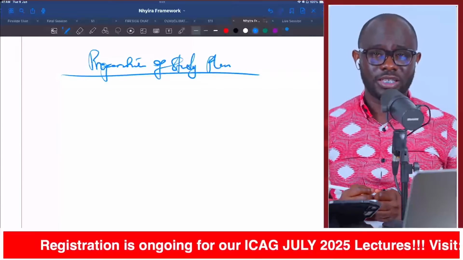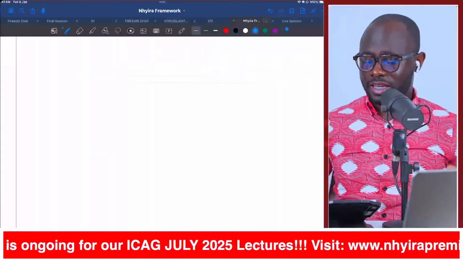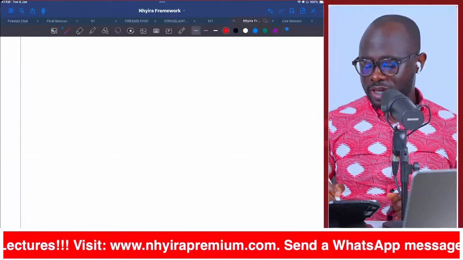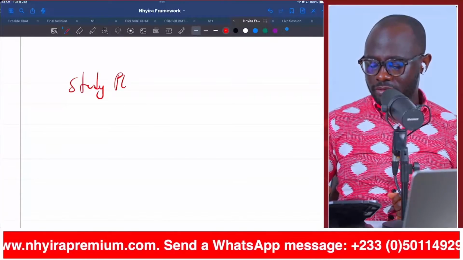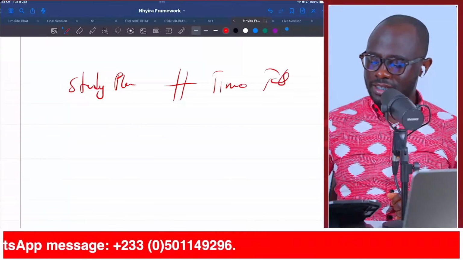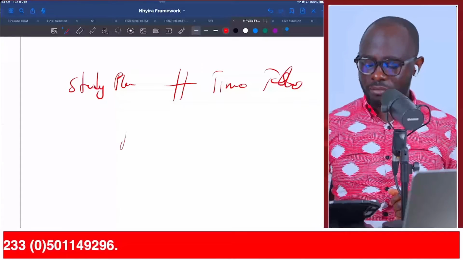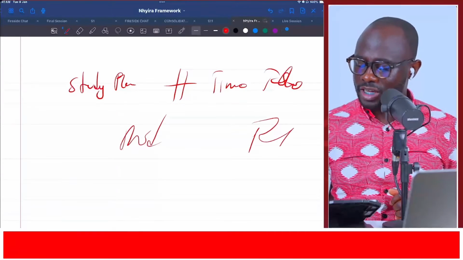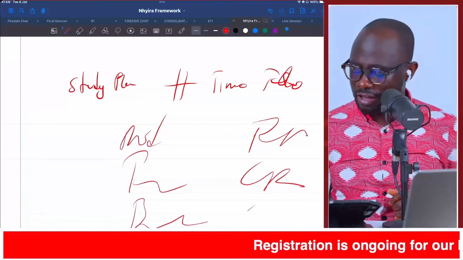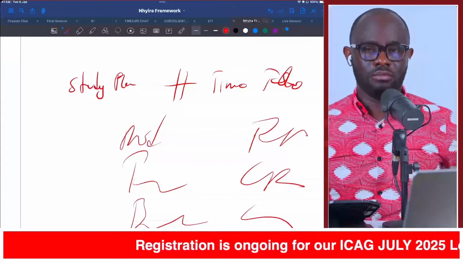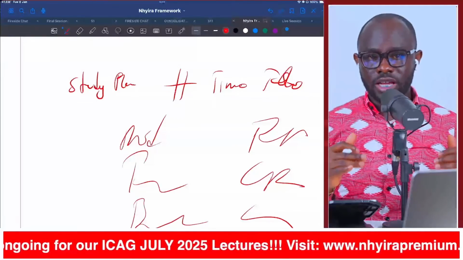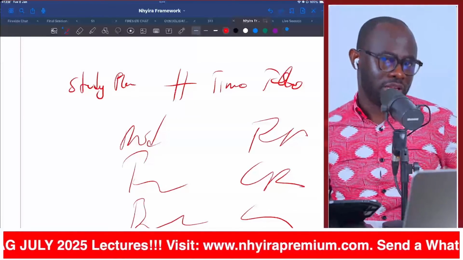In the first place, what is a study plan? I think I mentioned this in session 1 of our discussion. The difference between a study plan and a timetable is that the timetable just tells you, okay, Monday, I have financial reporting. Tuesday, I have corporate reporting. Wednesday, I have this. That is your timetable. But the study plan gives you details or a breakdown of how everything is supposed to be done.